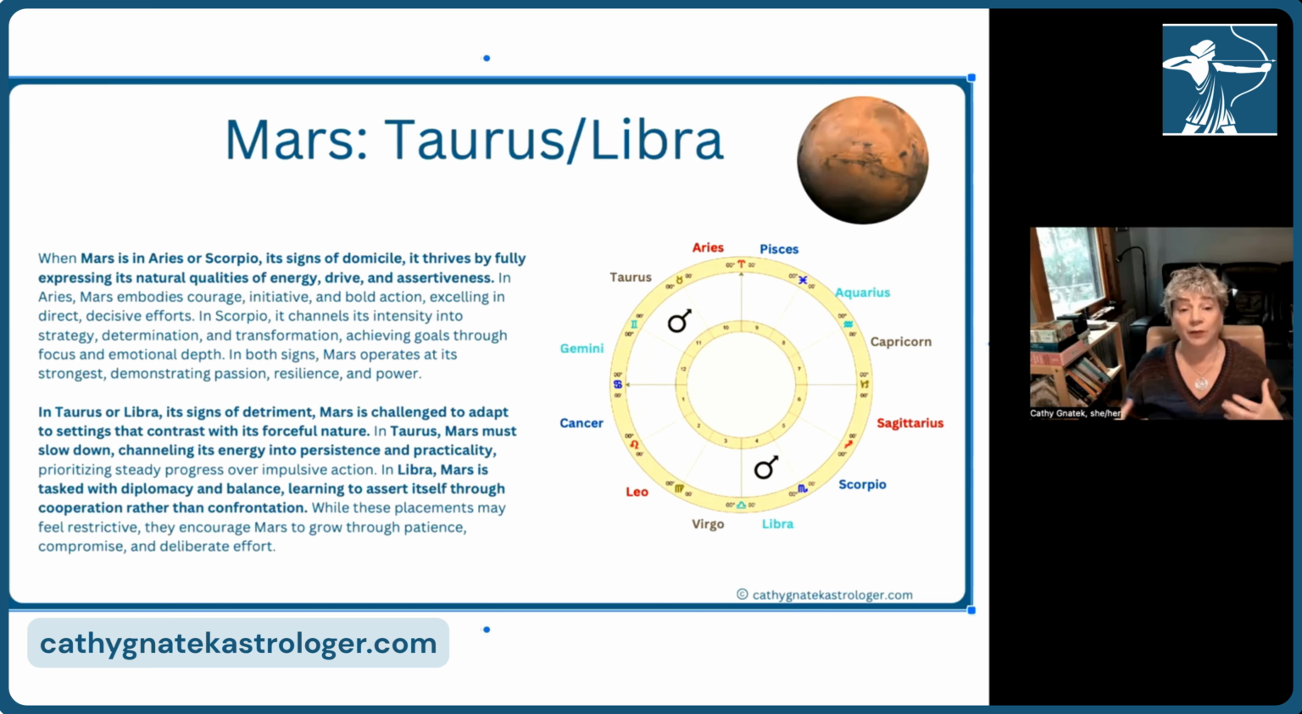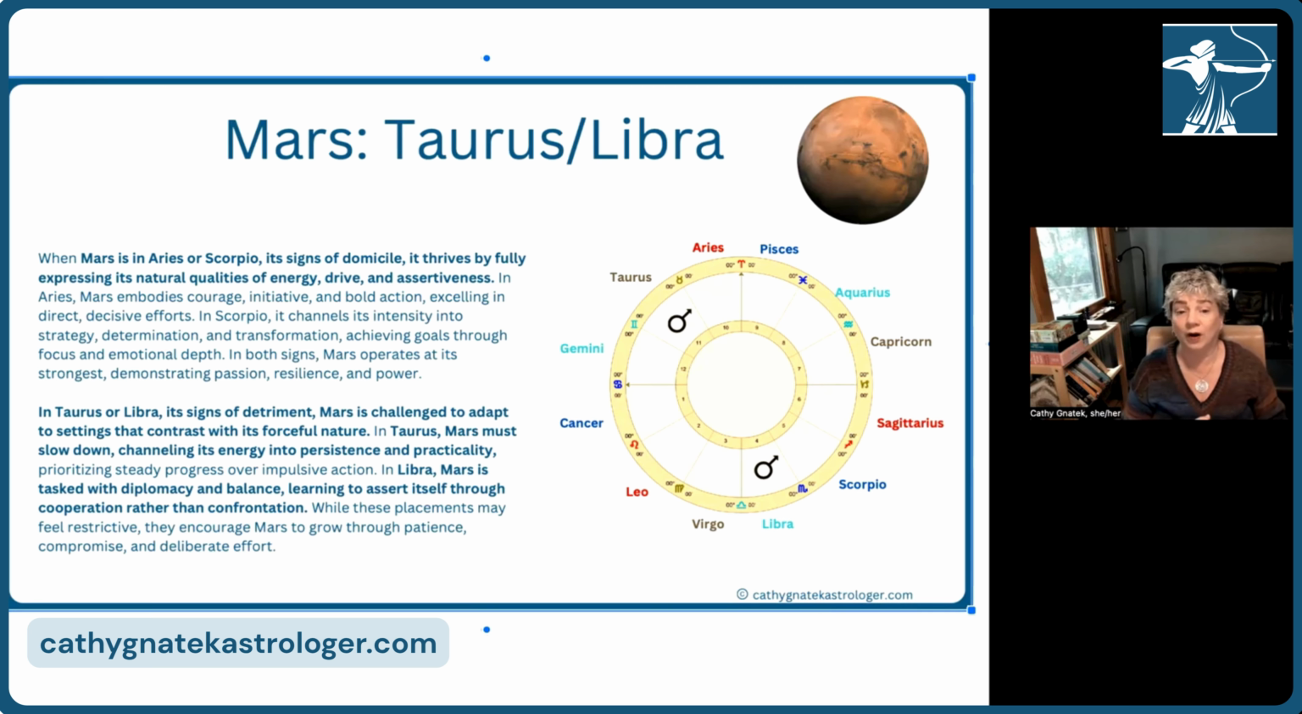In Aries, Mars embodies courage, initiative, and bold action. It's a fire sign. It's a cardinal sign. It likes to start things, and Mars does really well there. It excels in direct, decisive efforts. Can also be a little athletic, right? Because Mars can represent the athlete, you know.